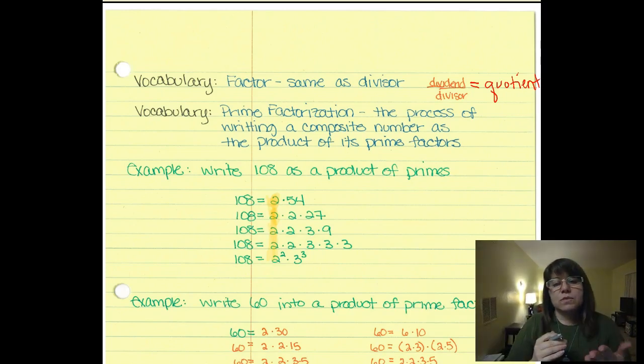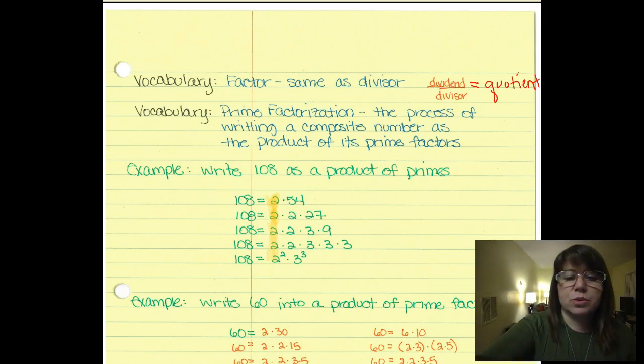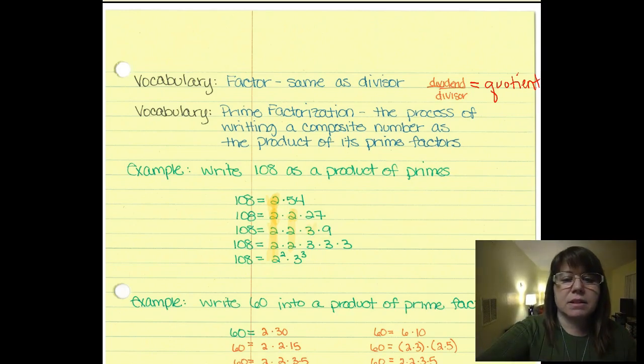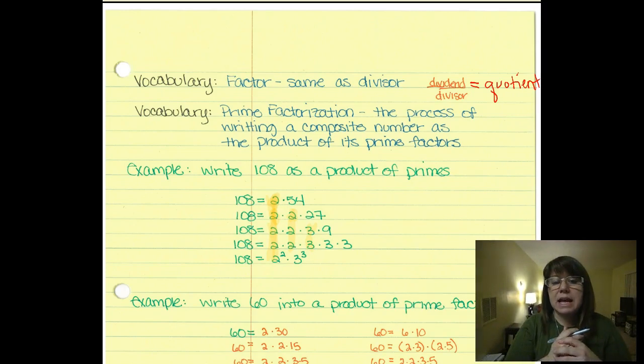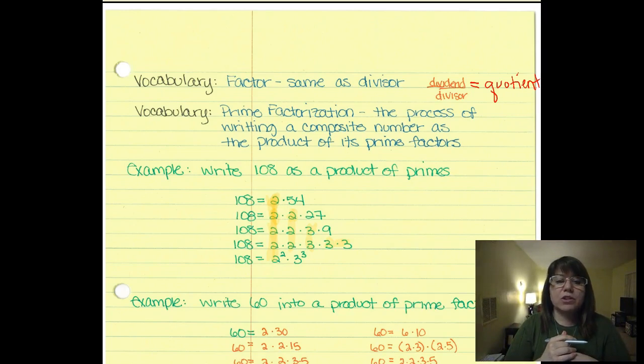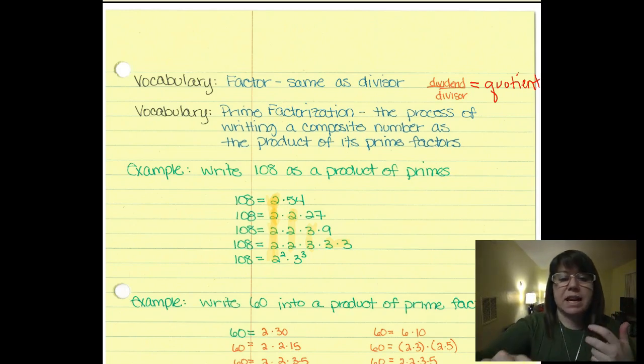Next, 54 is not a prime, so I want to break it down. Well, 54 is actually 2 times 27. So all of those 2's are taken care of with the 2 times 27. But 27 is not prime because 27 is 3 times 9. So that takes care of those 3's. And 9 is 3 times 3. So if we want to write out the 108 all in its primes, it's going to be 2 times 2 times 3 times 3 times 3. Or we can say 2 squared times 3 cubed.